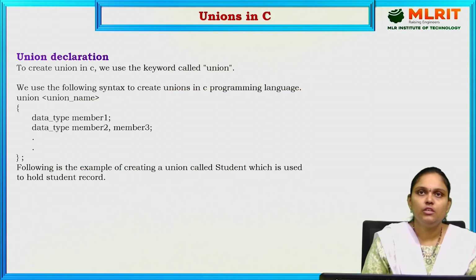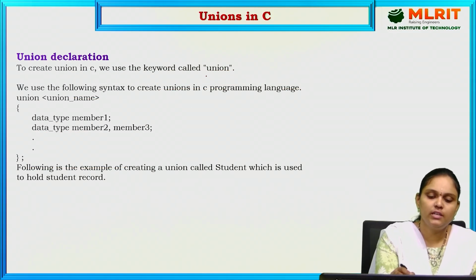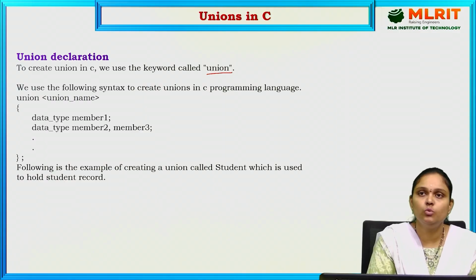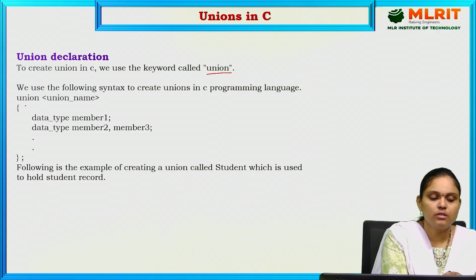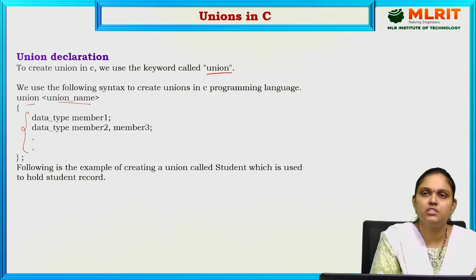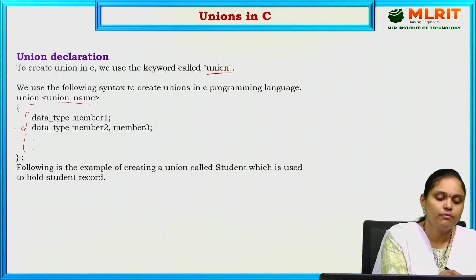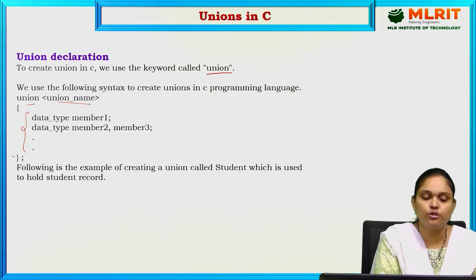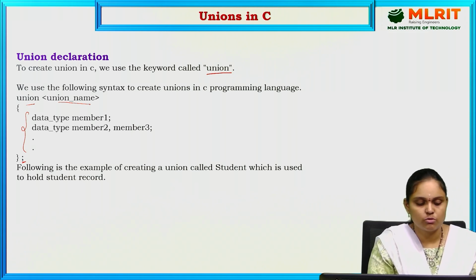Coming to the union declaration. We declare a structure by using the struct keyword, and we declare a union by using the union keyword. The syntax is union, its name, and however many members you want to add, you can add inside the open and close brackets, and it should end with a semicolon after the curly brackets.